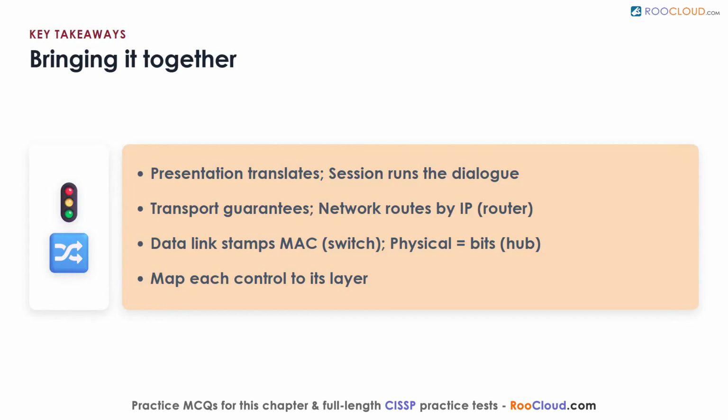So let's bring it together. The presentation layer translates, encrypts, and compresses, though the Internet Protocol suite scatters those duties. The session layer runs the dialogue in simplex, half-duplex, or full duplex, and likewise has no separate existence there. The transport layer guarantees the connection with sequencing and error control. The network layer routes by logical IP address, ruled by the router. The data link layer stamps hardware MAC addresses on frames, home to the switch. And the physical layer turns frames into raw bits, home to cards, hubs, and repeaters. Map any control to its layer and you always know what it can protect.